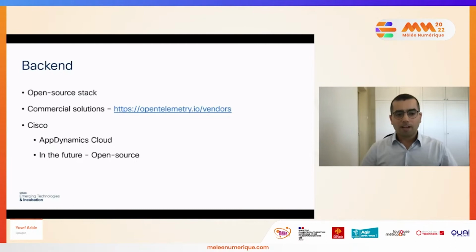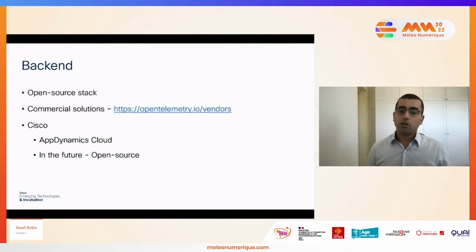Okay, so let's talk about the backend. We collected a lot of data from our application. So we now have metrics and logs and traces that we are sending, but we want to use them, right? We want to be able to search for them, we want to be able to visualize them and to use them to actually troubleshoot our application. So in order to do that, we have different solutions.